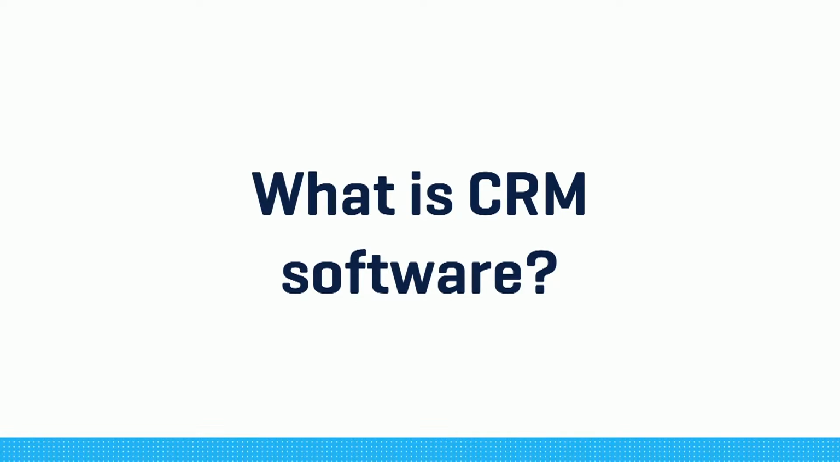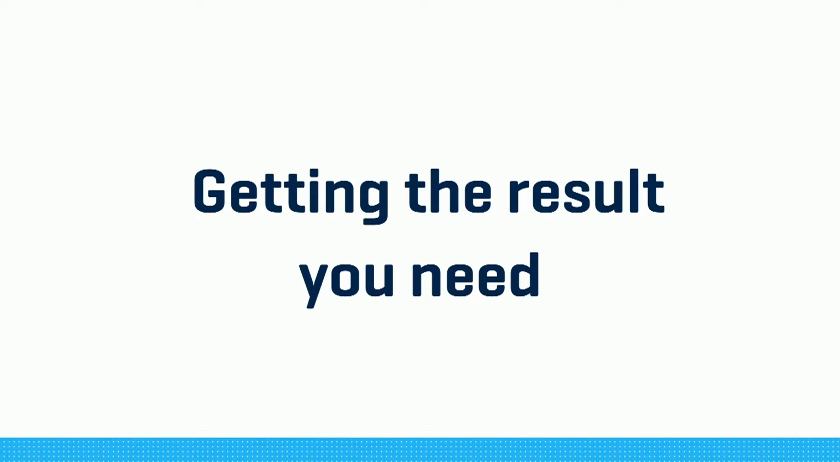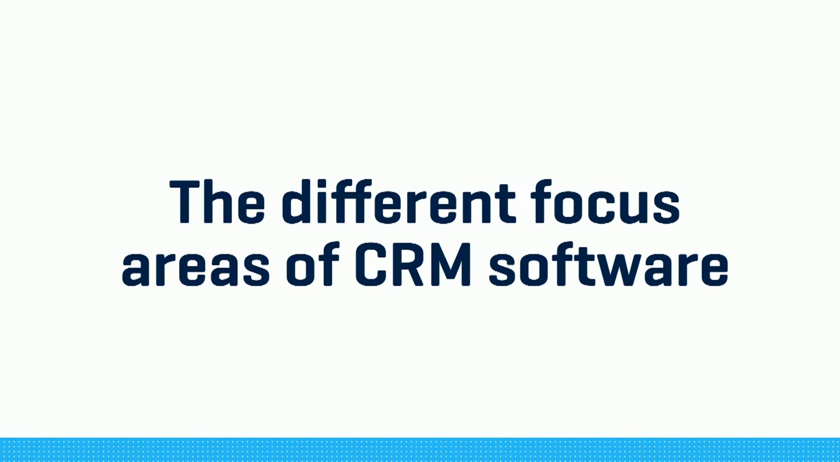How does CRM software work? What does it do for you and for the business? And from there, we'll move over to, well, how do you get the result that you need? What is CRM software actually going to deliver for you and for your business? Next up, the different focus areas of CRM software. There's different programs that do different things. They have different areas of focus, and based on the type of business that you have, based on what result you want to get and what you actually want this product to achieve, well, there might be some different focuses, and that might dictate your choices.